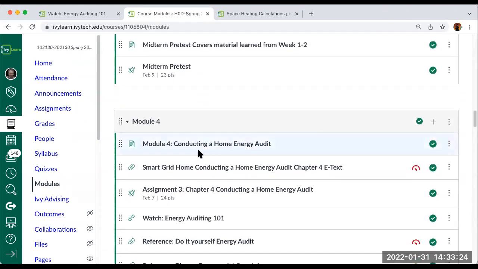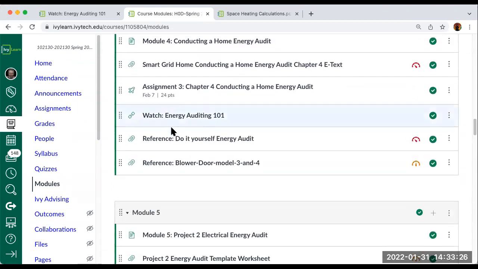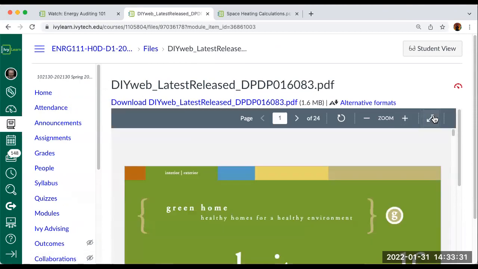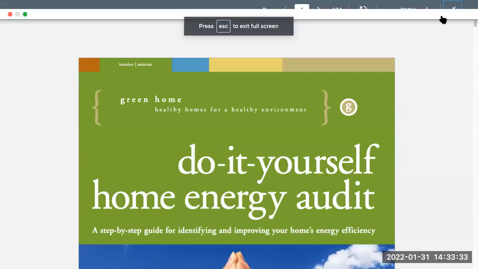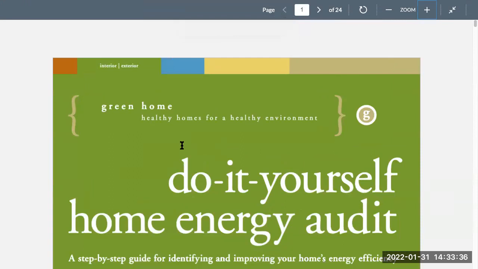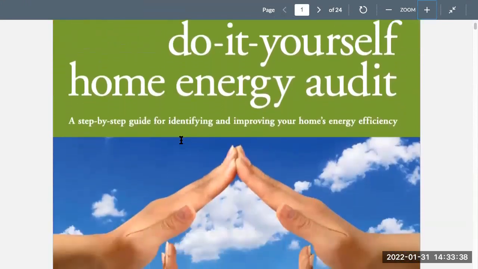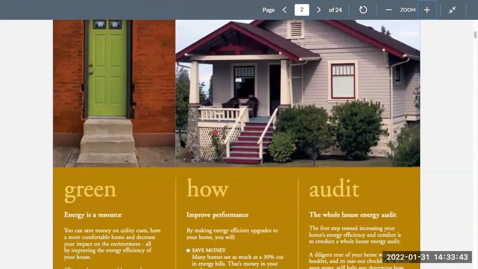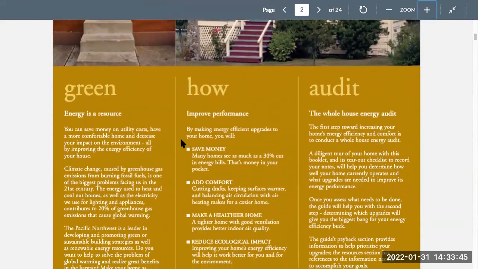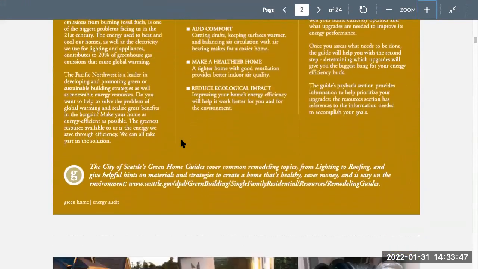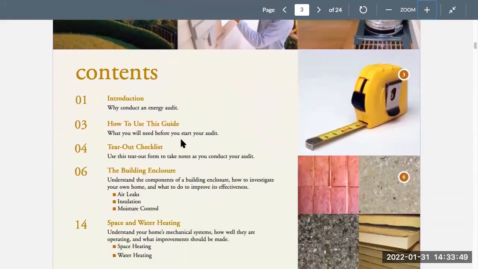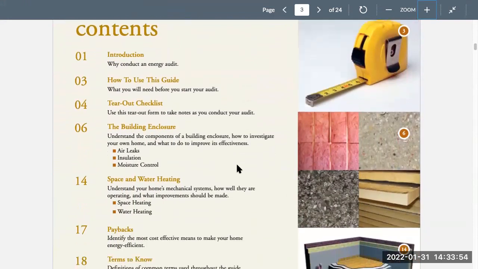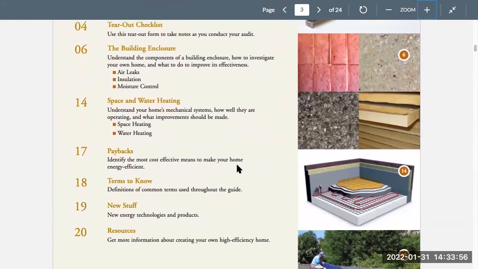So we've been going about an hour and a half. This is a reference, a do-it-yourself energy audit. It's pretty jam-packed. I'm not going to go through the whole thing. It's mostly a repeat of information, but it's in color. It's got some good things to point out in there. It's got pictures of insulation. It's a good resource and a good reference.